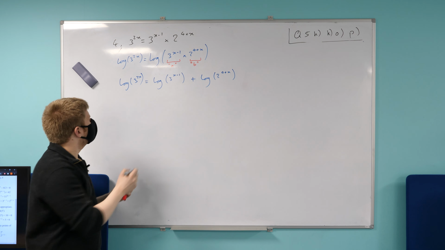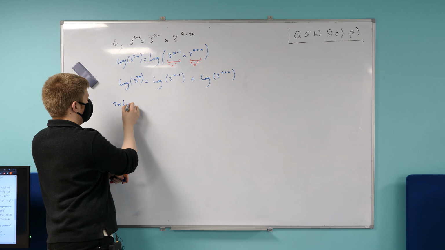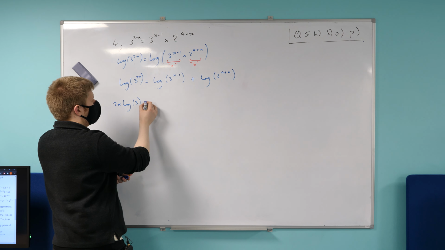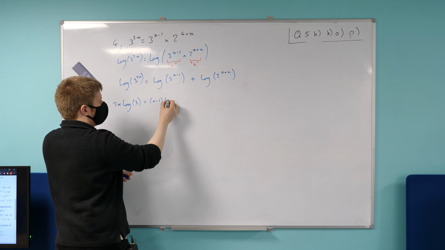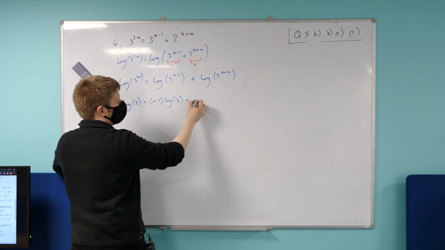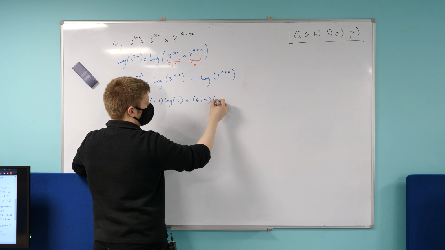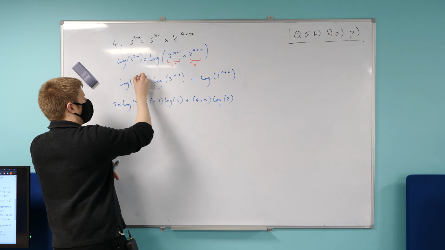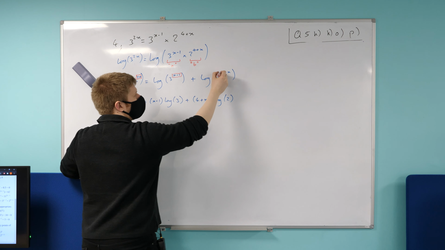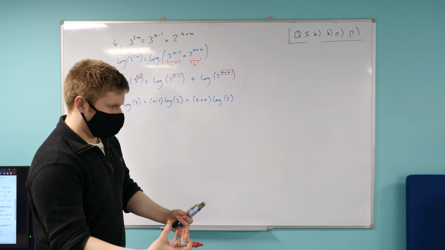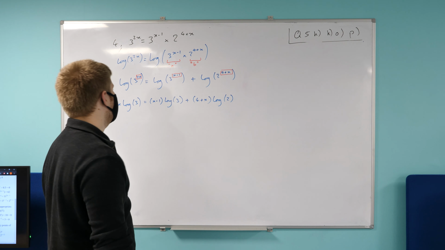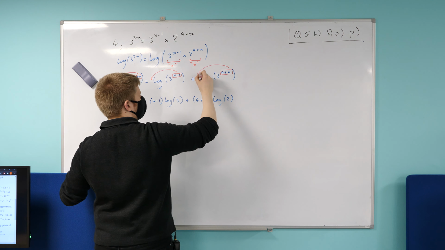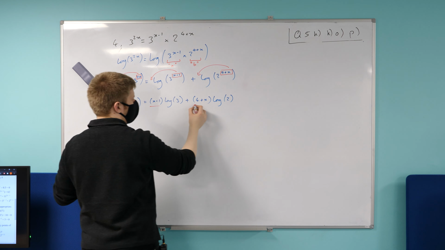2x log 3. Equals x minus 1 log 3, plus 4 plus x log 2. Excellent, well done. So in other words, you are taking these powers, the 2x, the x minus 1, the 4 plus x, and because it's the log of some base raised to some power, you can effectively just bring these powers out the front by the third law of logs. So that's where they end up down the front here.